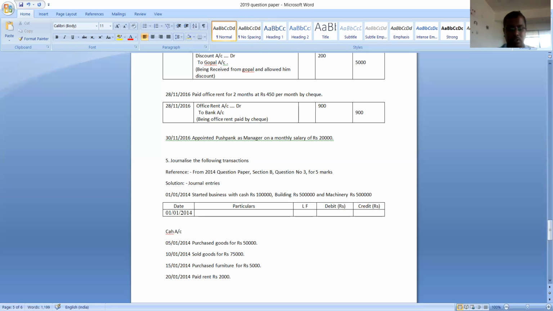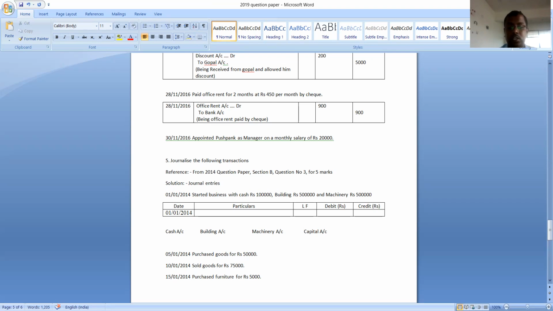What is the first account? It is cash account. Another account is building account. Another account is machinery account. And another account is capital account.